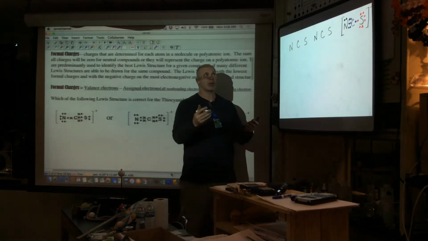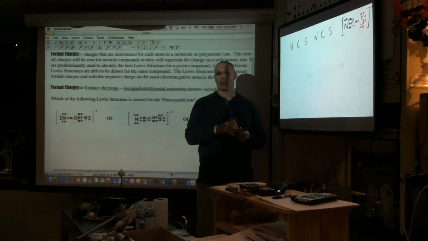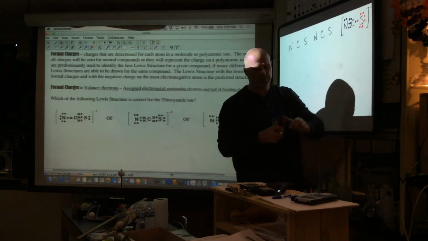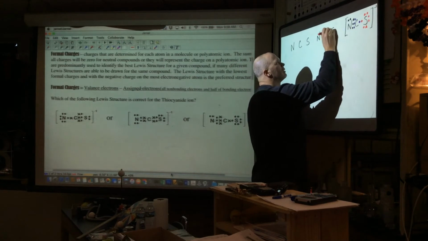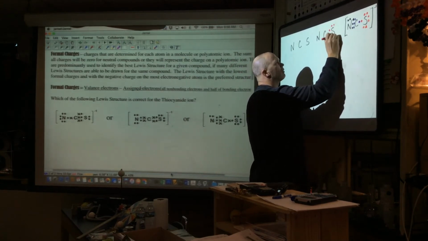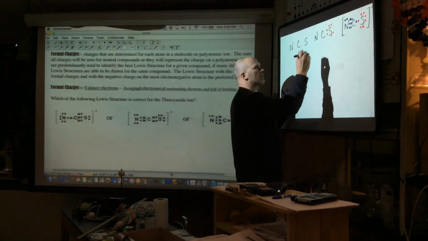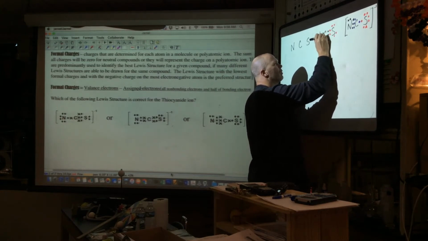Okay, so let's now draw it by putting a double bond with the sulfur, which sulfur actually loves to do. It's under oxygen, so it loves to share 2 more electrons. So let's put a double bond here. Sulfur: 1, 2, 3, 4, 5, 6. Carbon has 4 valence electrons: 1, 2, 3, 4.